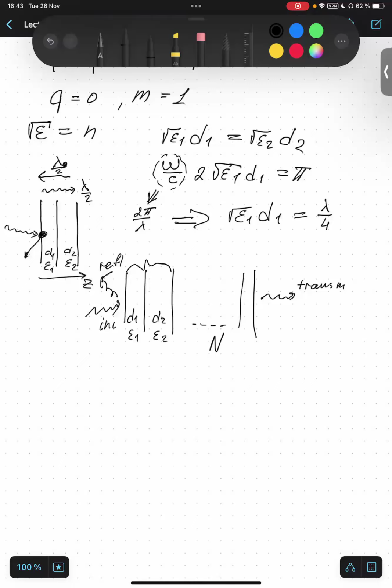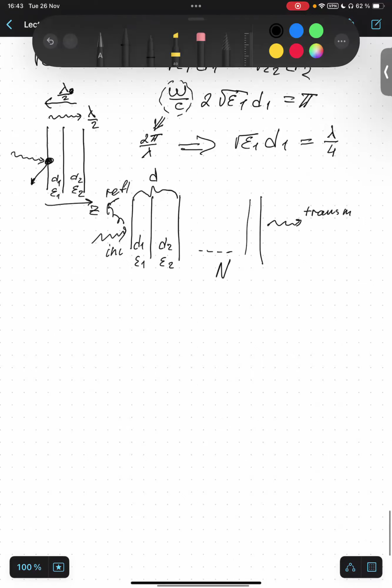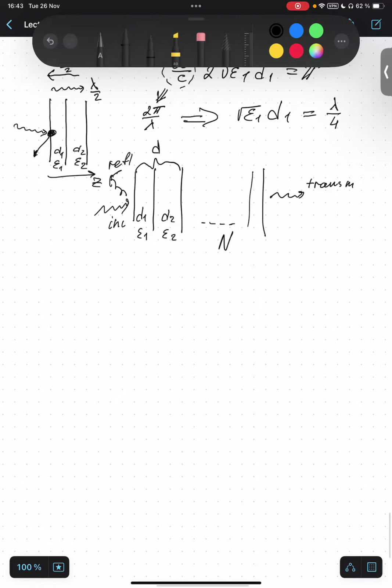This is our period D. So as we already know, to analyze and to find such Bragg mirrors, we can just use the already known T matrix method and find the transmission coefficients.